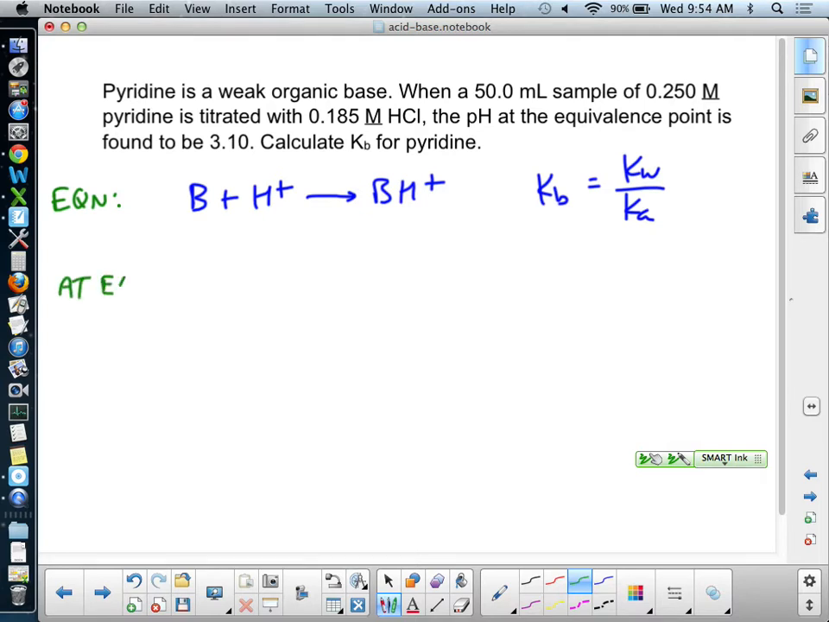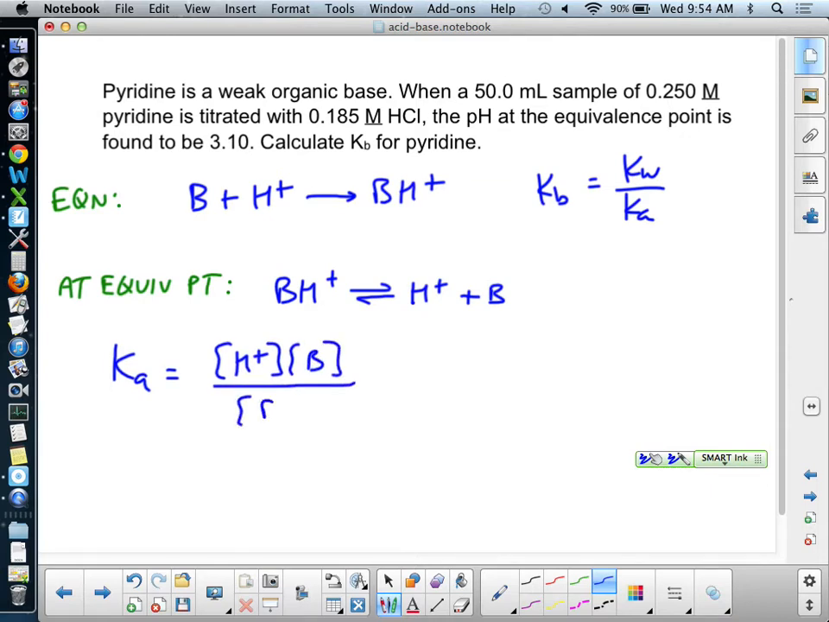At the equivalence point, what's the major equilibrium that's taking place that's giving us a pH of 3.10? BH plus is ionizing to form hydrogen cations and B. Sorry, just B. Okay. So this is the equilibrium that's being established at the equivalence point. And so the question is, can we use information that we're given to calculate Ka for the pyridinium cation? We probably can. So Ka is going to be equal to H plus times B over BH plus.